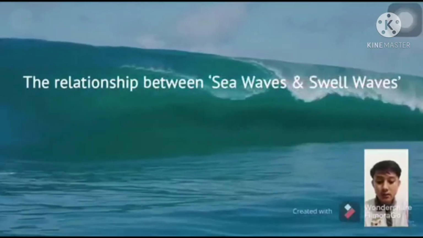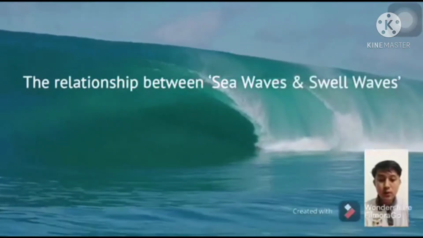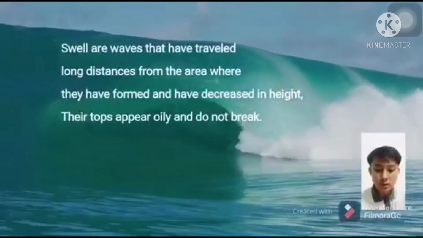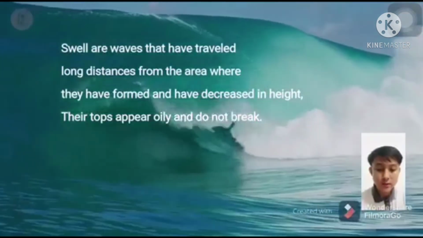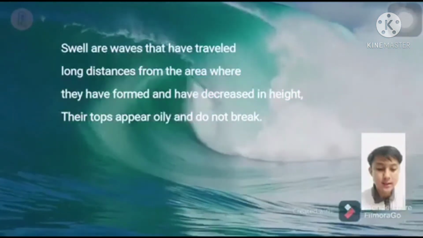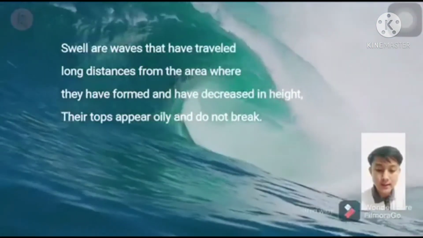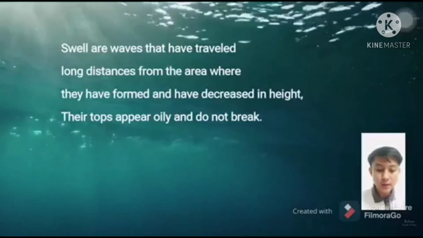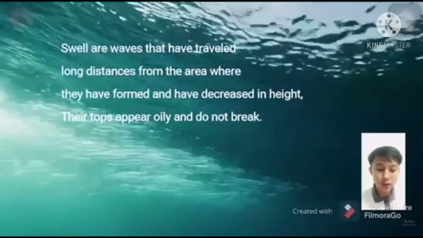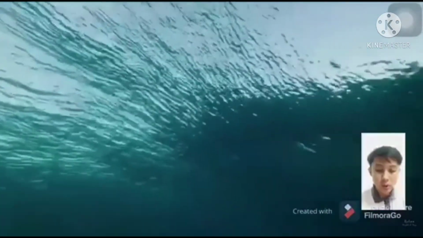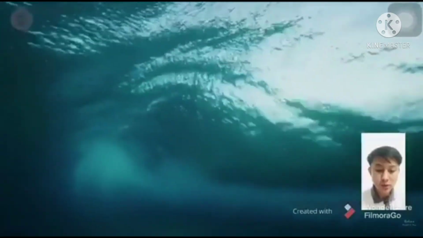The relationship between sea waves and swell waves. Swells are waves that have traveled long distances from the area where they were formed and have decreased in height. Their tops appear oily and do not break. Sometimes, waves and swells are observed together.